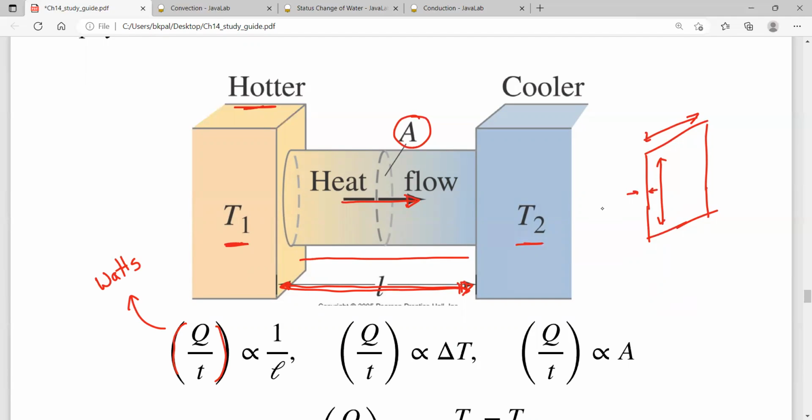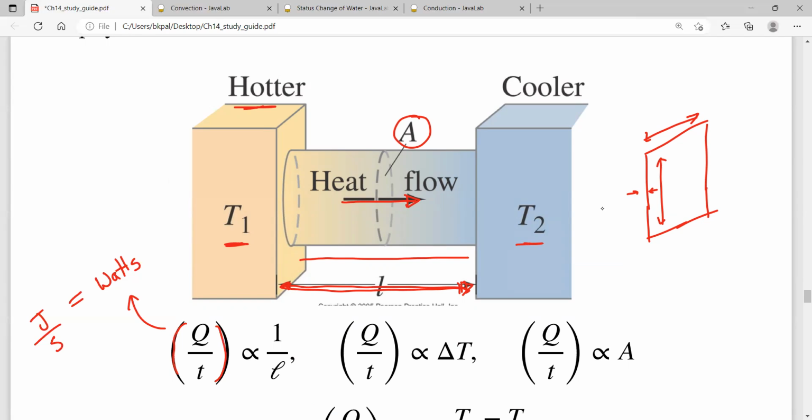Okay, watts. Why? Because it is equal to joule per second. Q is the energy, and the unit of energy is joule, and the unit of time is second. Joule per second is the unit for the rate of heat transfer. And you know that in physics 1, you already learned that joule per second is equal to watts. So the unit of Q over T is either joule per second or watts.